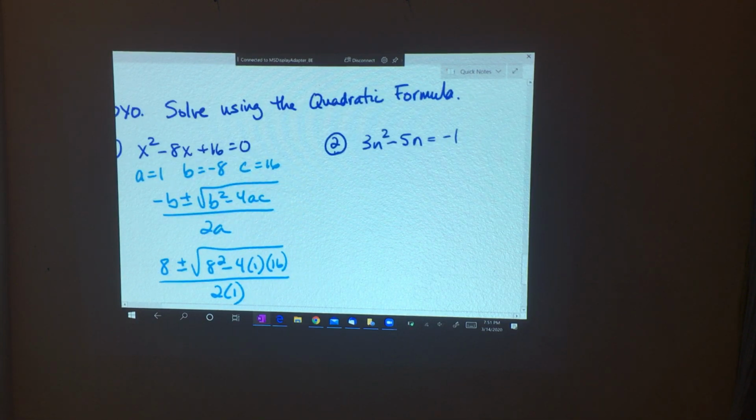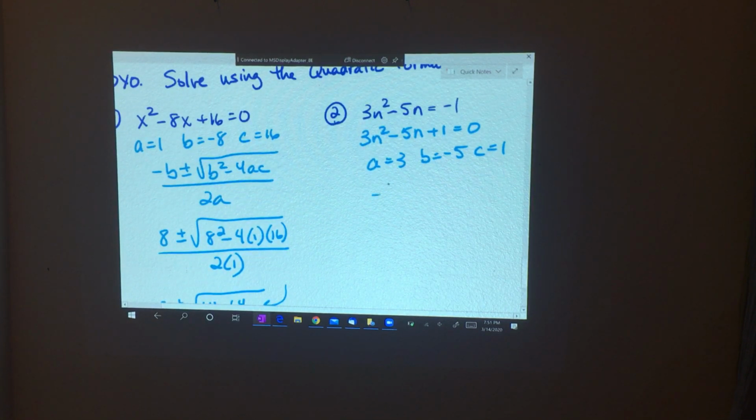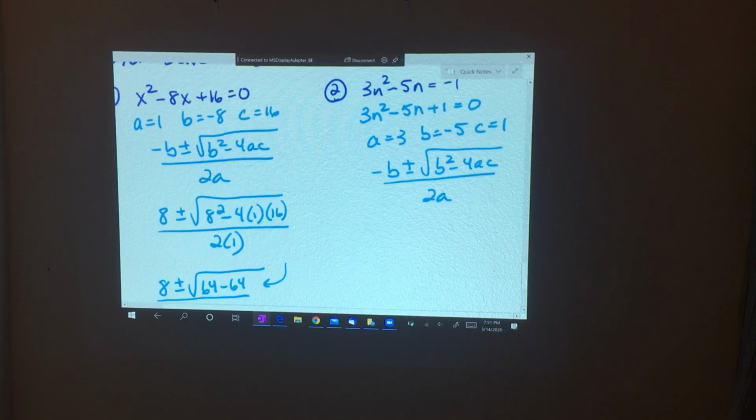All right, let's go to the next one. I don't have my equation in the right form, so I'm going to add 1 to both sides. Now I can say that A is 3, B is negative 5, and C is 1. Okay, I'm going to write down the formula so that I can copy it correctly and substitute correctly. All right, so I get 5 plus or minus the square root of negative 5 squared minus 4 times 3 times 1 over 2 times 3.